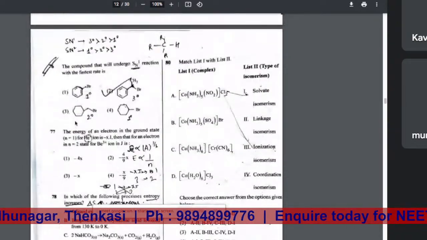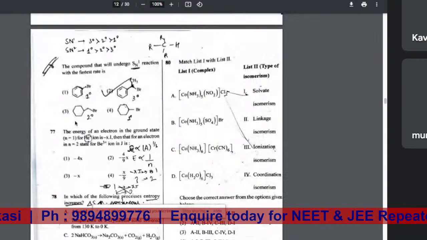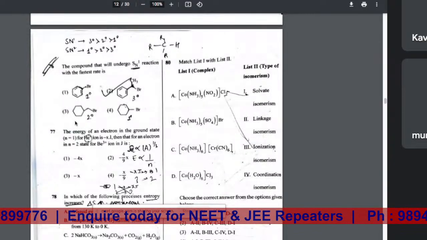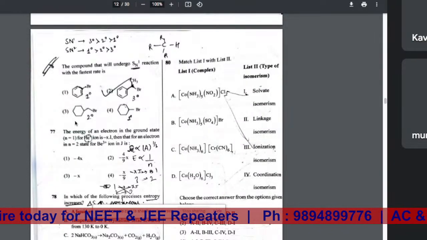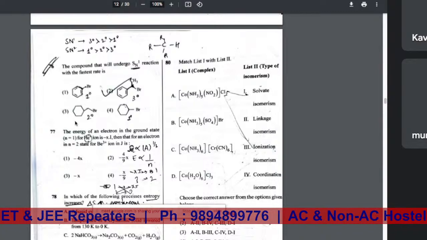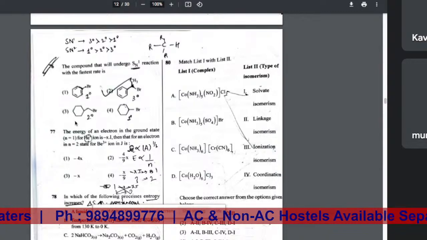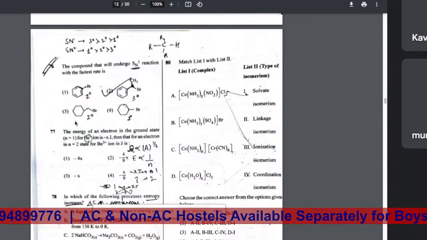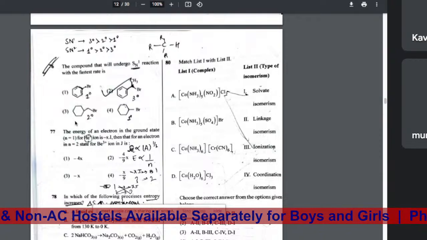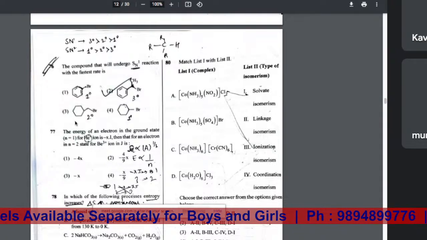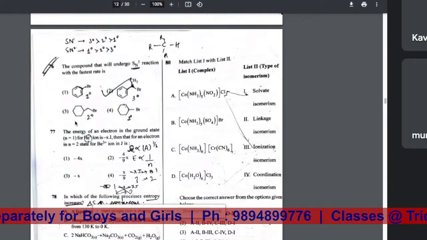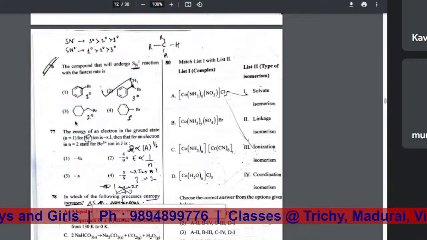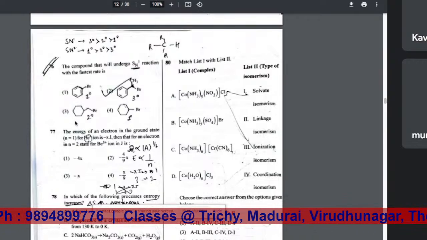Question number 80. Match list first with list second. List first: [Co(NH3)5(NO2)]Cl2, [Co(NH3)5(SO4)]Br, [Co(NH3)6][Cr(CN)6], [Co(H2O)6]Cl3. So if we check here, first the D option we will see here. The C part will show coordination isomerism. So it is the correct matching option here.